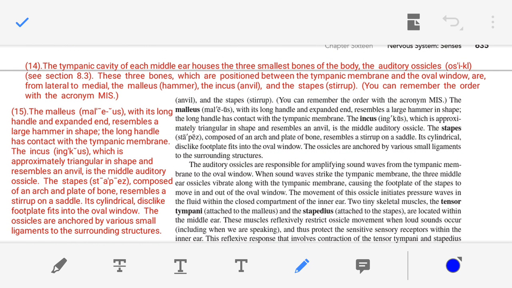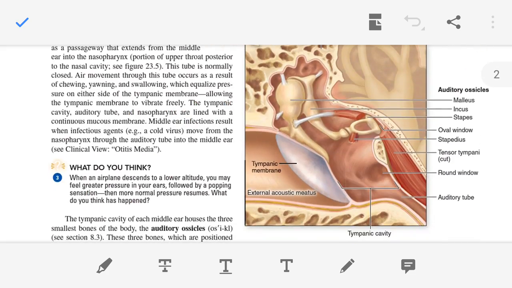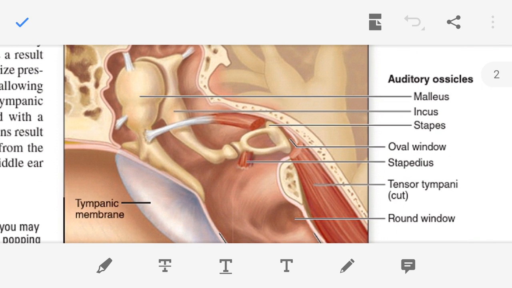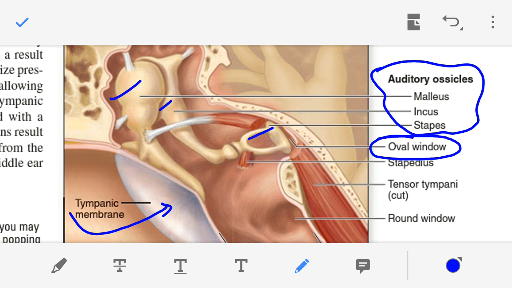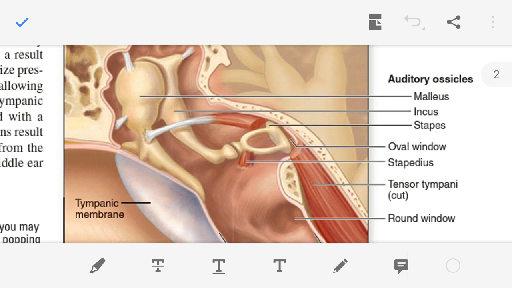Now, where are these three bones located? They are positioned between the tympanic membrane and the oval window. So here you can see the auditory ossicles, three small bones: malleus, incus, stapes. This is the tympanic membrane, and this one is the oval window. So the auditory ossicles, malleus, incus, and stapes, are positioned between the tympanic membrane and the oval window.